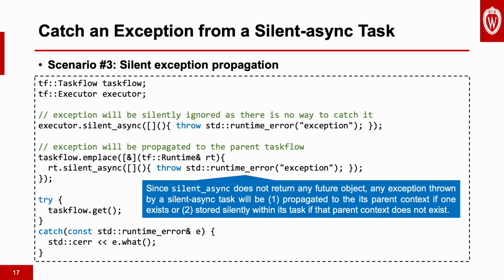The second silent async task is created by a runtime task, which acts as its parent. Since the runtime task does not use a try-catch to capture the exception, it will propagate up to the next parent context, the taskflow itself. As a result, it ends up in the shared state of the running taskflow.